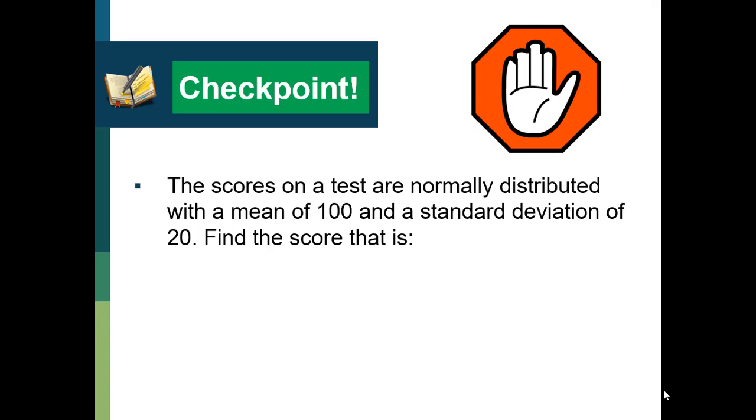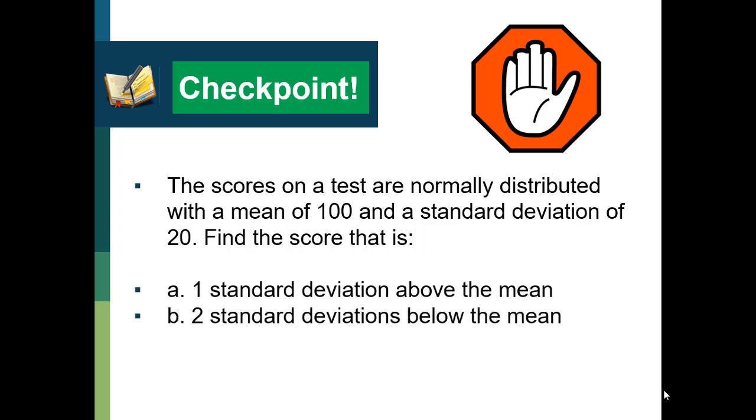The scores in a test are normally distributed with a mean of 100 and a standard deviation of 20. Find the score that is 1 standard deviation above the mean and 2 standard deviations below the mean. It's very easy. If it's above, you just have to add. If it's below, you just have to subtract from the mean. You can pause this video for a while if you want to solve it accurately and analyze the problem carefully, and then you can play it again to view the correct answers.